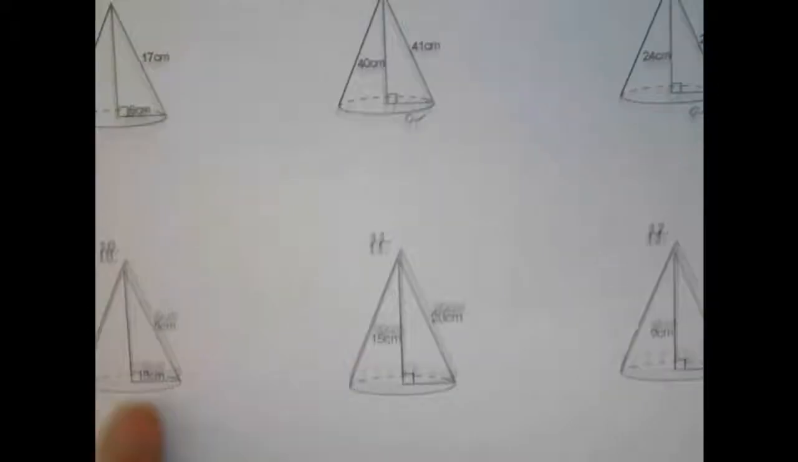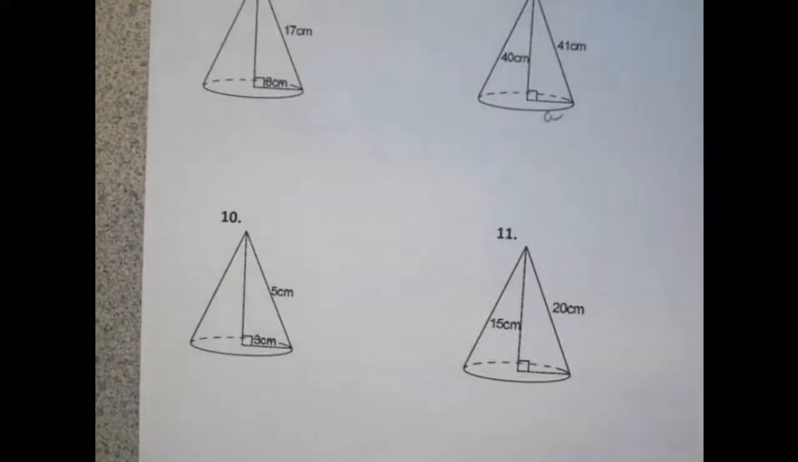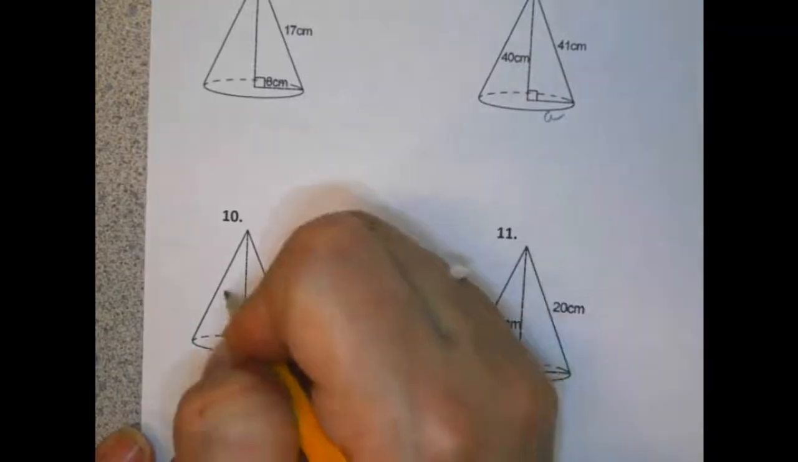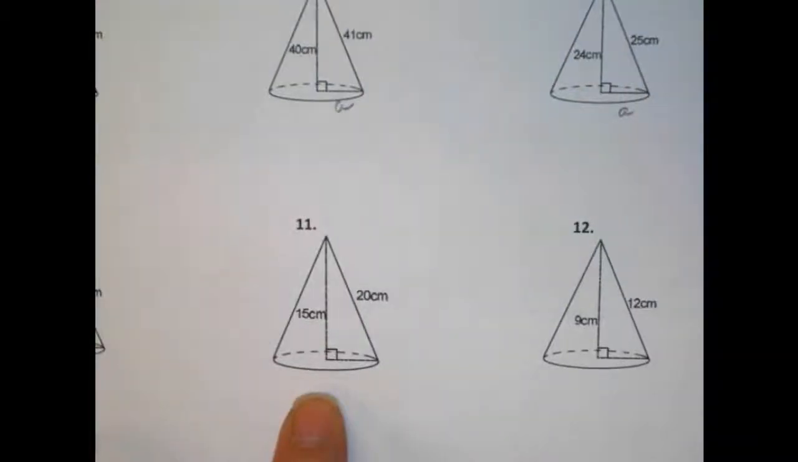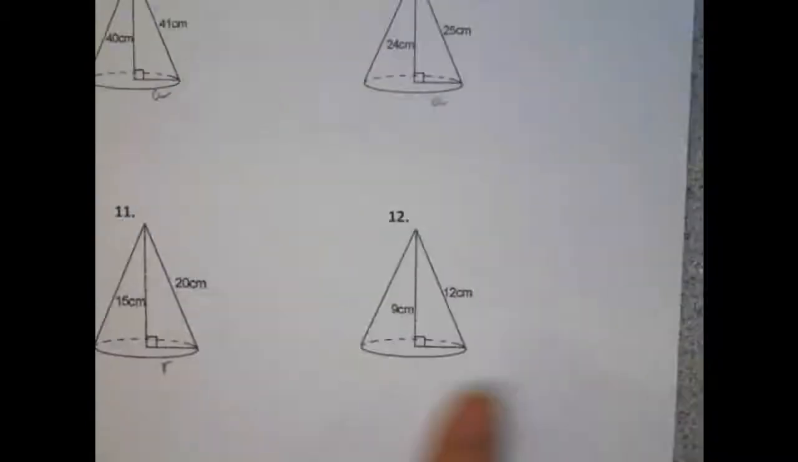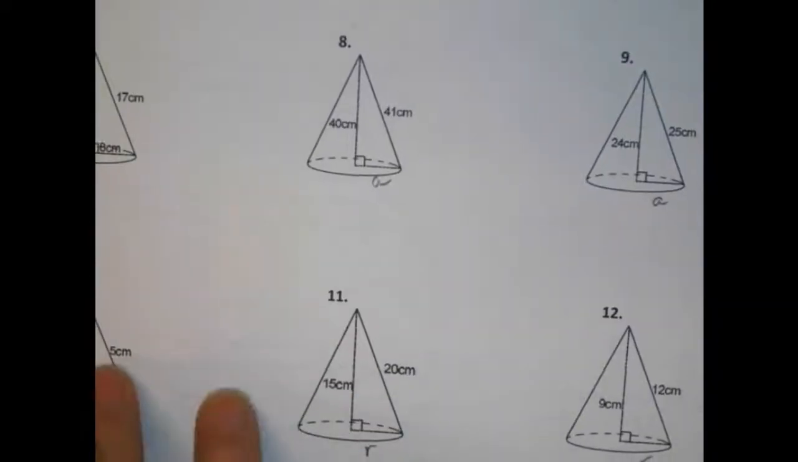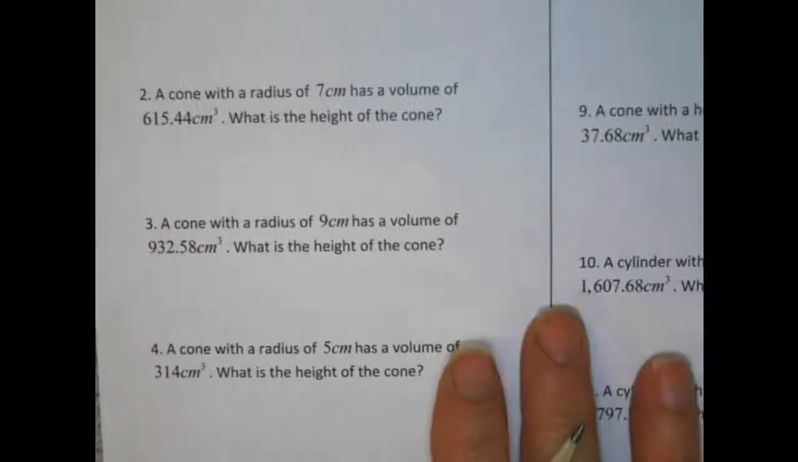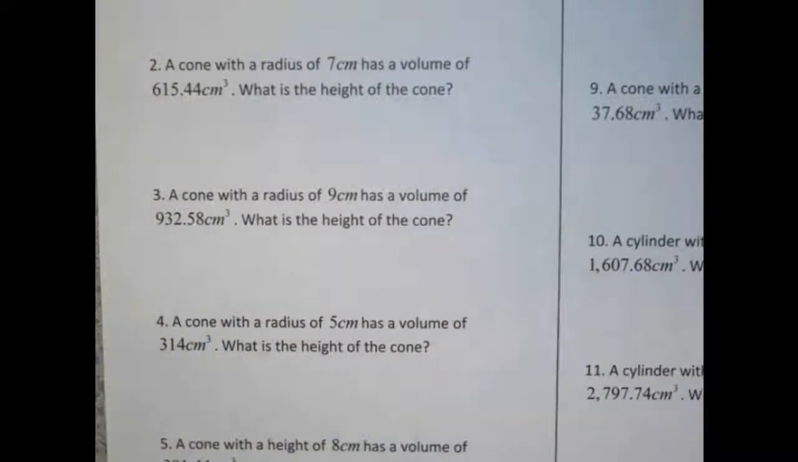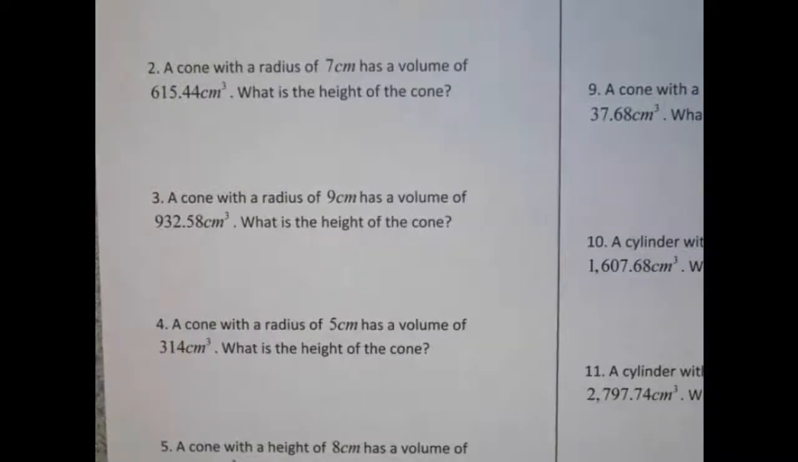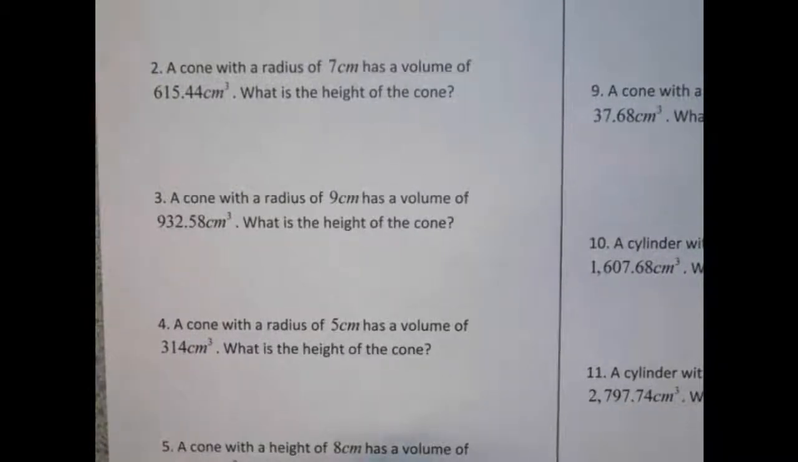Look at 10. What's missing? Height, H. What's missing for 11? Radius, R. What's missing for 12? Radius, R. So you know what you have to solve for before you go through and do that, okay? Flip it over. So we're going to do a couple of the word problems together. I need for you to draw a picture here and do your work on a separate sheet of paper. But your picture should be here and you turn in both.